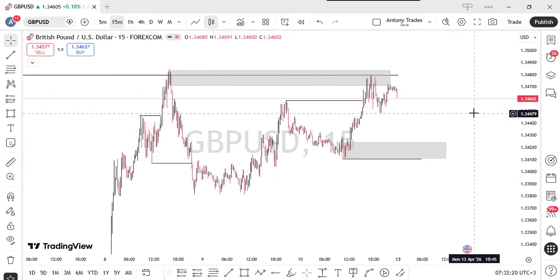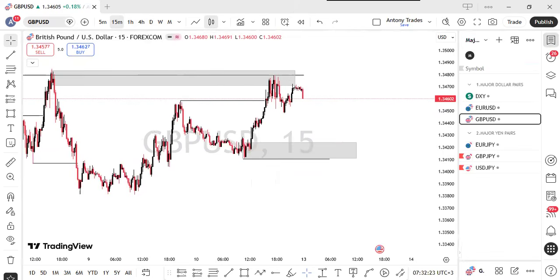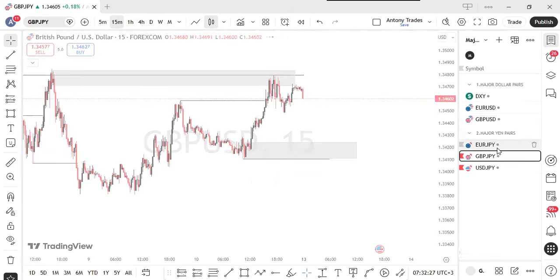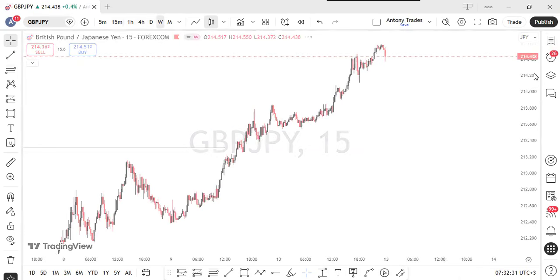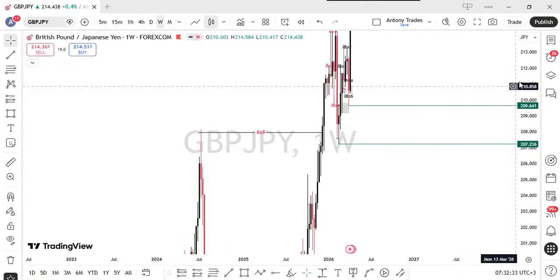So maybe you can tell me in the comment section what is your analysis on that. So let's move on to the next pair. So this one is the GBP USD. I'm going to start my analysis quickly from the higher time frame.